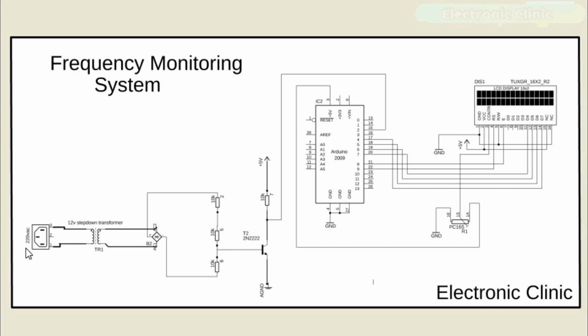220-volt AC is connected with the primary side of the 12-volt step-down transformer. The secondary side of the transformer is connected with the AC legs of the bridge rectifier, while the plus and minus legs of the rectifier are connected with the series resistors. These resistors are used to reduce the voltage.